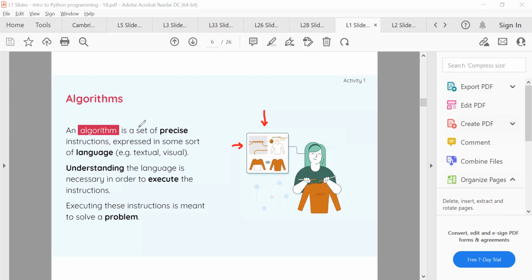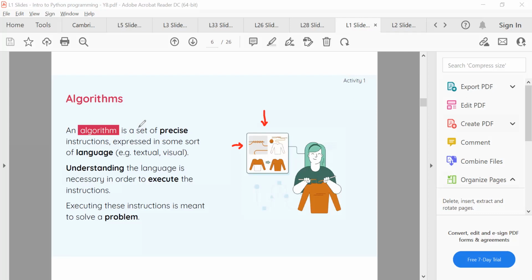The algorithm, I would say, is like if you buy something from IKEA, it typically comes with a manual inside, and the manual will give you detailed instructions on how to assemble the piece of furniture, either a table or even a chair. So this set of detailed instructions, we can call it an algorithm.